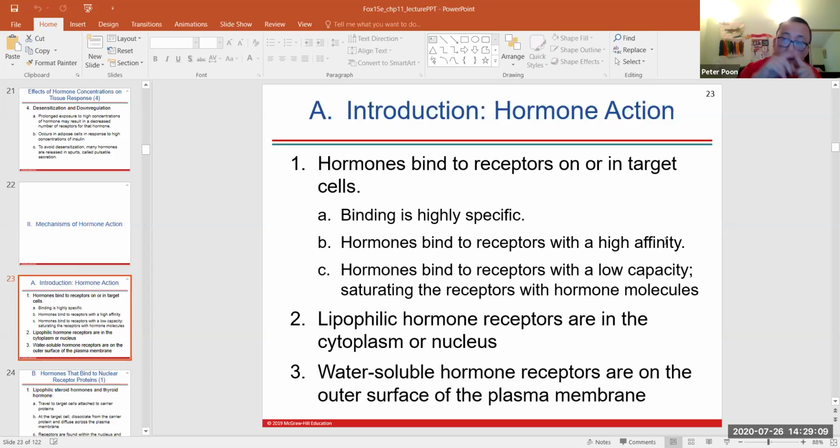Lipophilic means they love fat, so they can go through the phospholipid bilayer. So for the hormones that are lipophilic, the receptors are not on the surface of the cell. They're either inside the cytoplasm or on the surface of the nucleus. The ones that are hydrophilic are going to be on the surface of the plasma membrane.